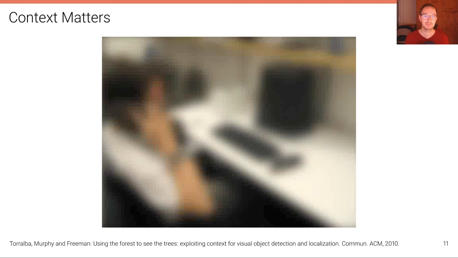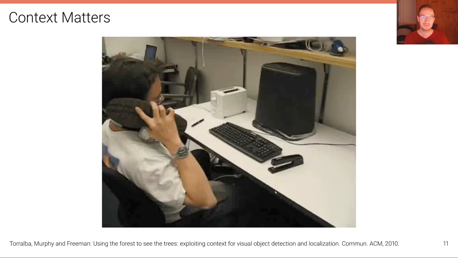And here's another example of how context matters. What do you see in this image? Probably most of you see a person maybe talking on the phone with a keyboard and a mouse and a monitor in front. But that's actually not quite what is in that image.